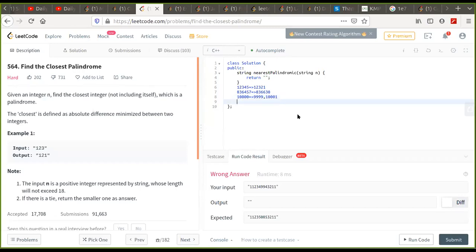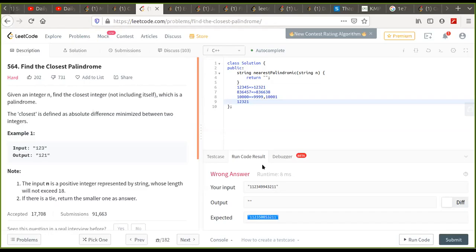If I have been given a palindrome number, like this one, I can't return the same number. I need to go to some other palindrome number. In this test case that I have tried, just for the sake of it, the number is a palindrome itself, but I can't return the same number. I need to find some other palindrome number which is nearest to it.